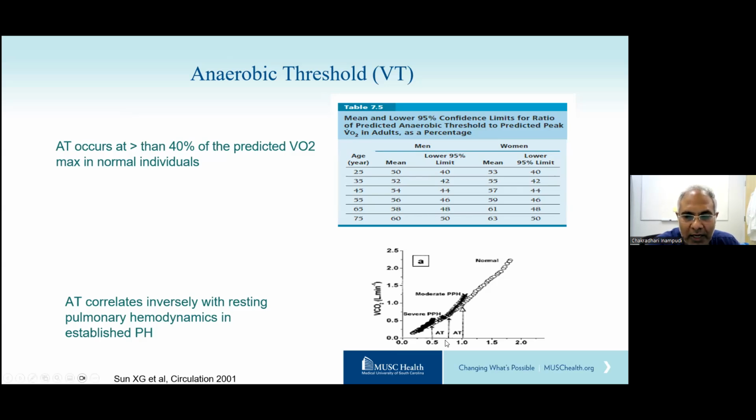As you could see here, this is a slide that shows patients with severe primary pulmonary hypertension and patients with moderate pulmonary hypertension, and this is a patient who's got normal pulmonary hemodynamics. As you could see here, in patients who have severe primary pulmonary hypertension, AT occurs far earlier than in patients who have normal pulmonary hemodynamics.